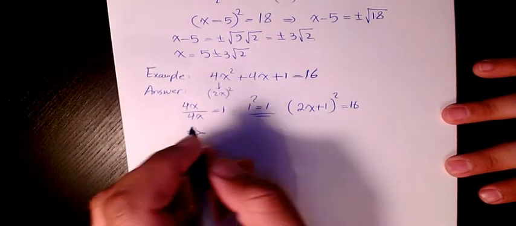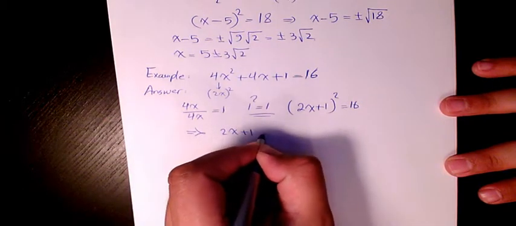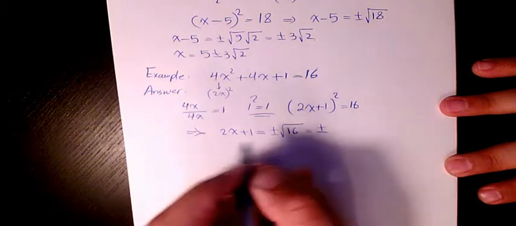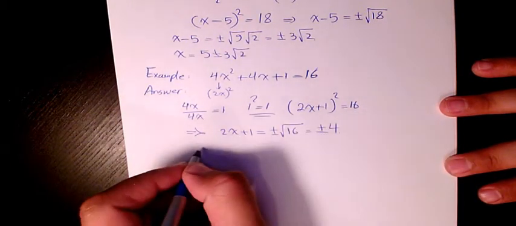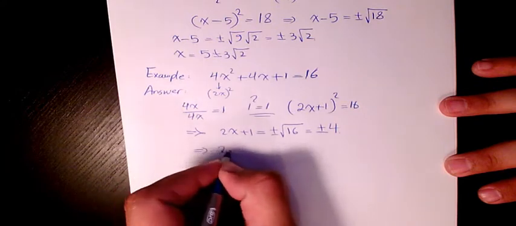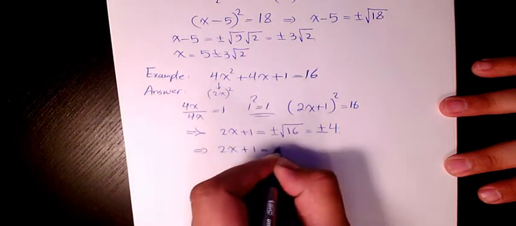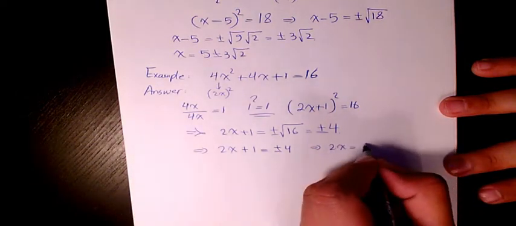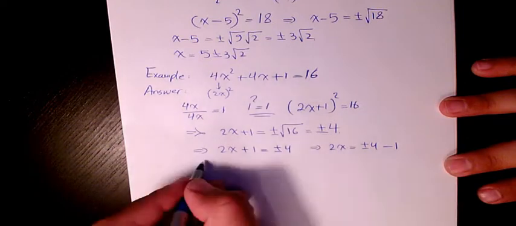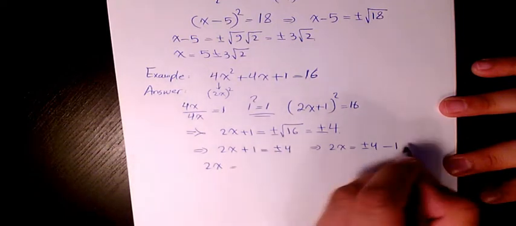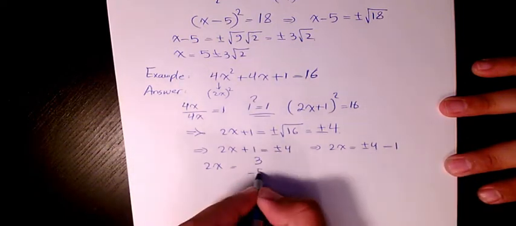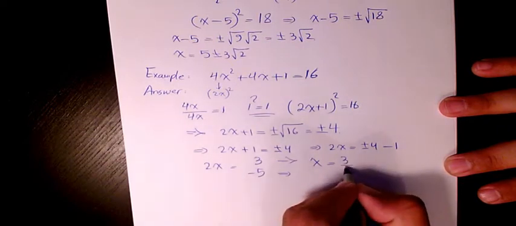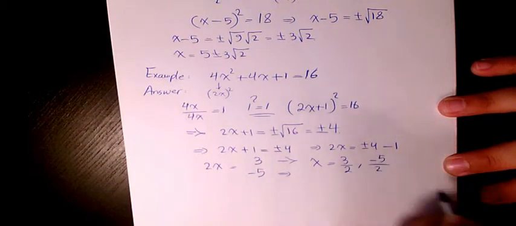Then I can say 2x plus 1 equals plus or minus square root of 16, which is equal to plus or minus 4. Then I can have 2x plus 1 equals plus 4 or minus 4. 2x will be plus 4 minus 1, which will be, one of them is going to be 3, the other one is going to be negative 5. So we have two possible answers. One of them is 3 over 2, the other one is negative 5 over 2.